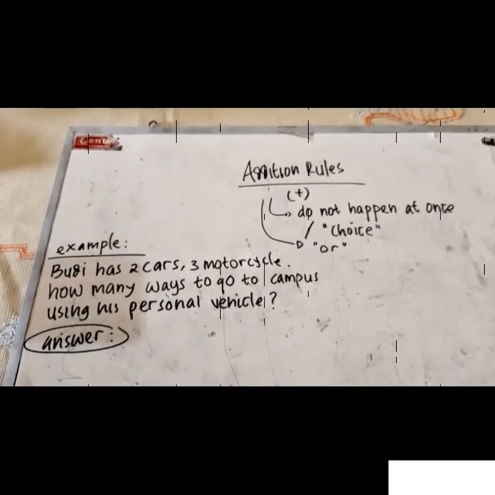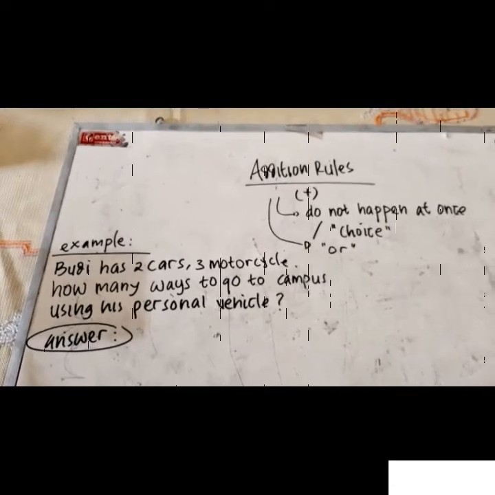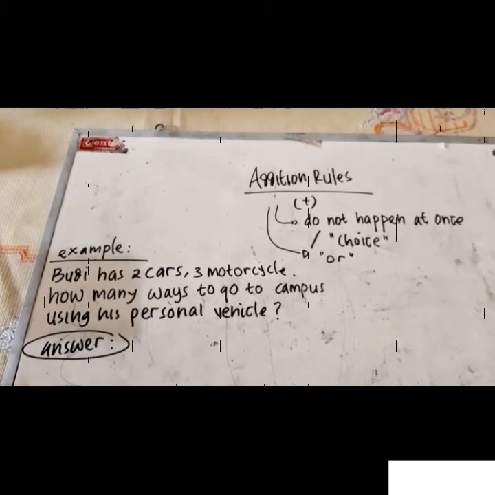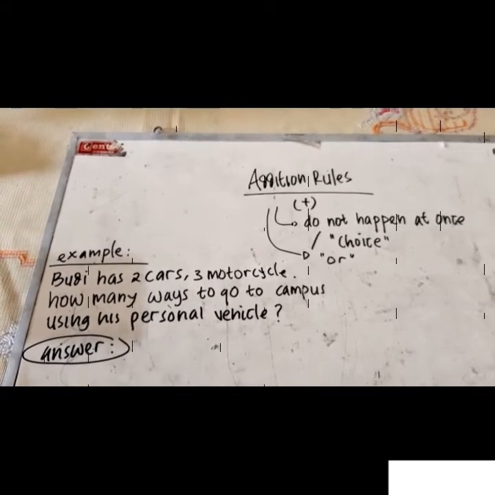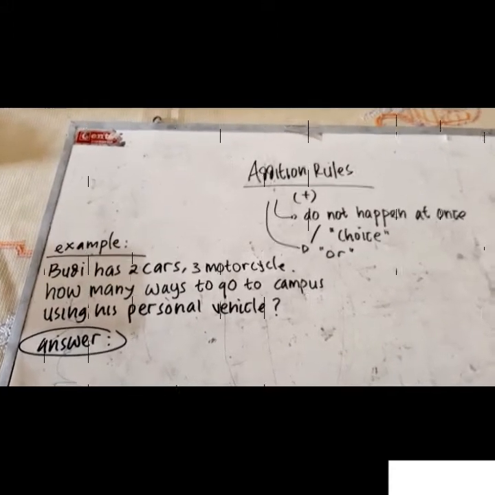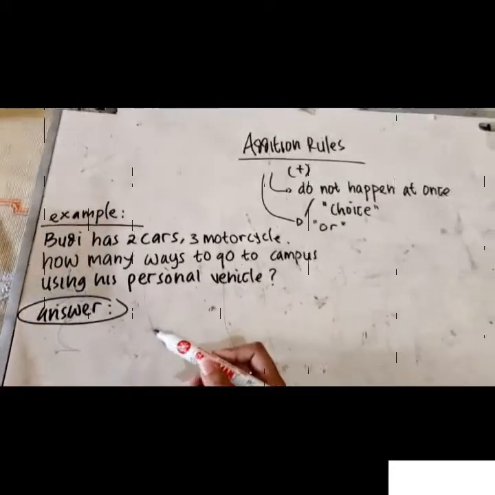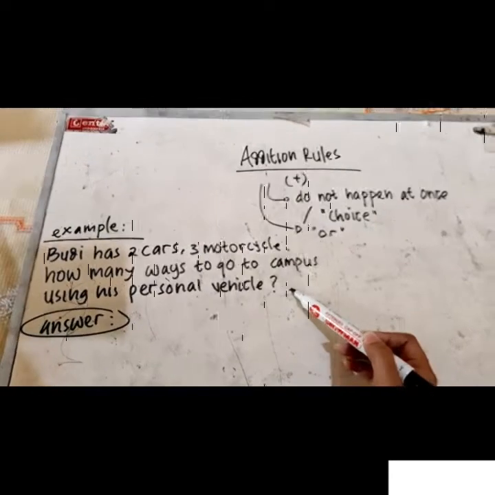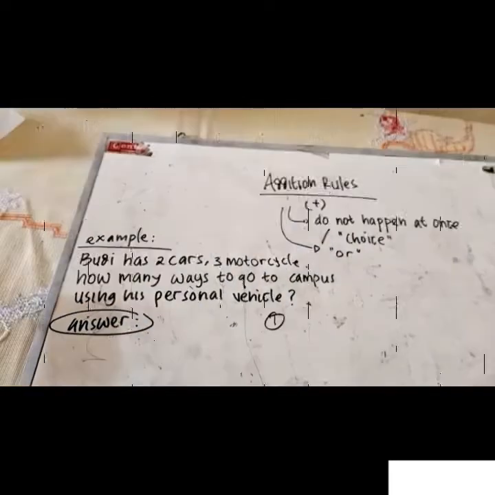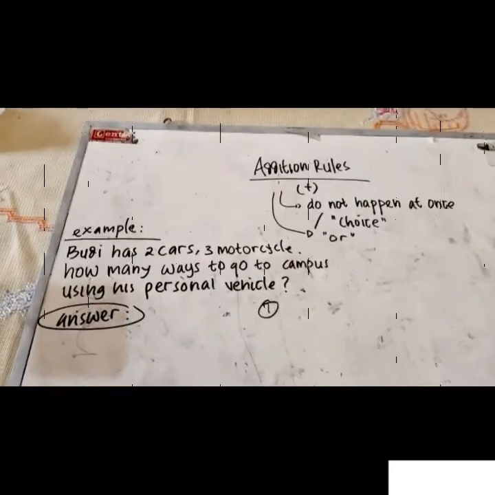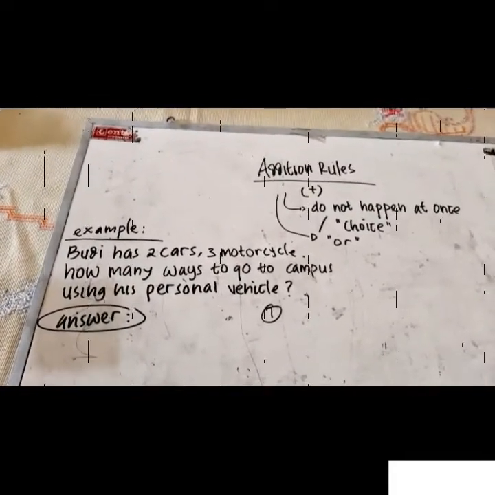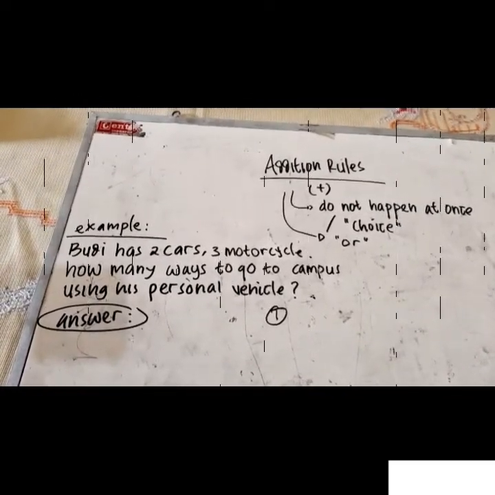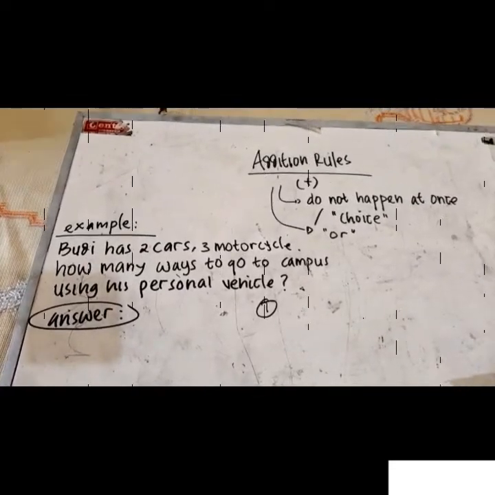Now I will give you one example about addition rules. Example: Budi has 2 cars and 3 motorcycles. How many ways can he go to campus using his personal vehicle? Answer: if you think this exercise uses multiplication rules, that is wrong. Why? Because it is impossible for Budi to use his personal vehicles at the same time.